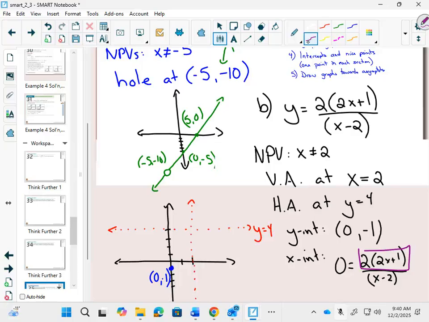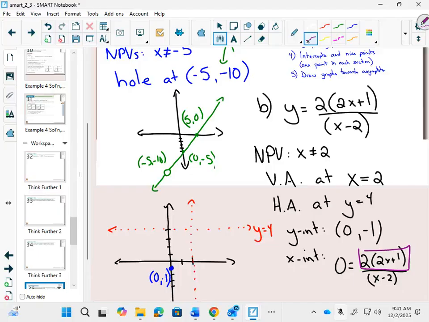Right? Is 5 over 7 equal to 0? No, that's not equal to 0. Right? 1 over a million is close, but it's not equal to 0. The only way a fraction can equal 0 is if you have a 0 in your numerator. Someone says, what about a 0 in your denominator? That's not allowed, right? We're not allowed to divide by 0. That's our non-permissible value thing.